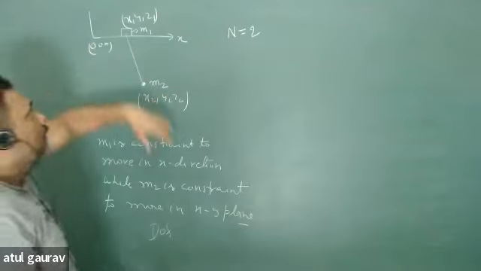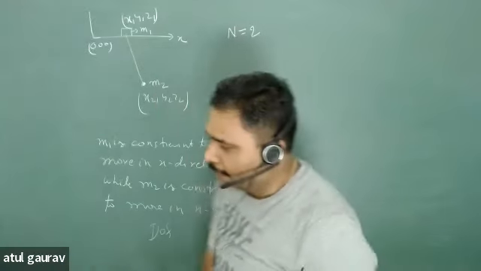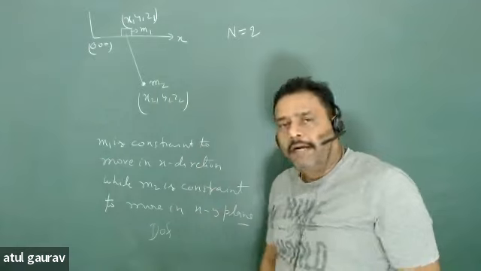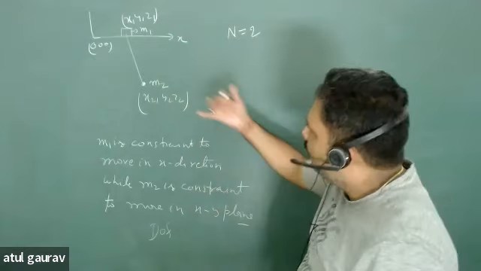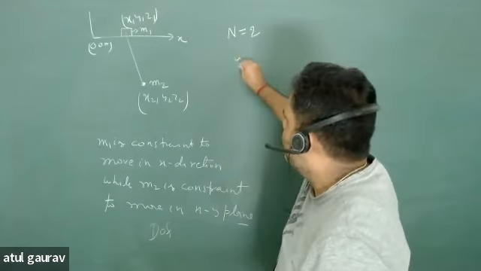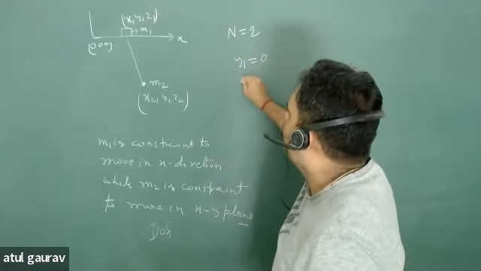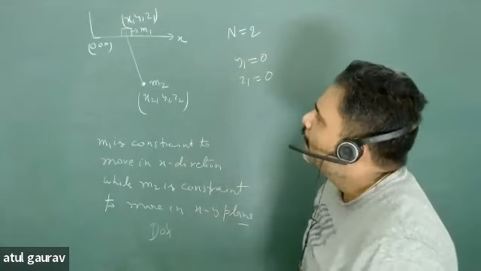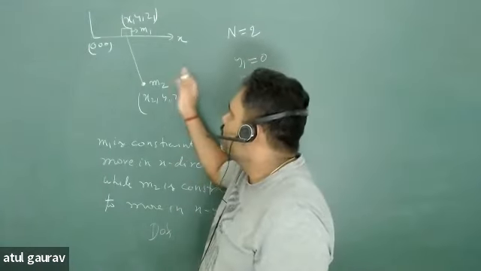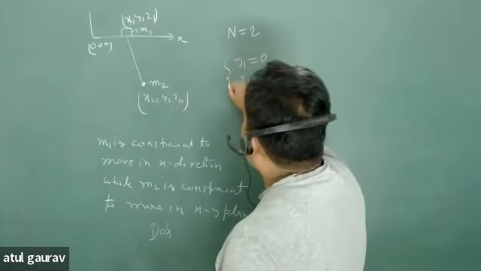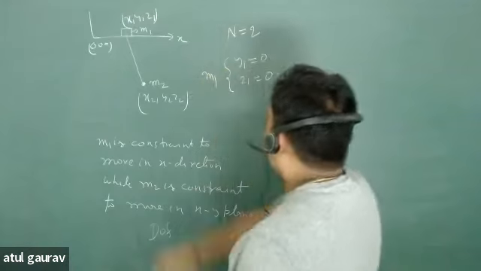But this is not the story. The story is entirely different. M1 is constrained to move along the x-axis. What is the meaning of that? Mathematically, how can you translate this? Y1 is equal to 0 and Z1 is equal to 0. Exactly, very good. Now M2 is constrained to move in the XY plane. What is the meaning of that? Z2 equal to 0. So this is the story for M1.